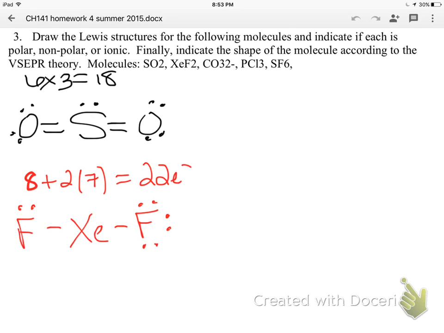So there's 8 electrons on the right hand fluorine and 8 electrons on the left hand. So it gives a total of 16 electrons. We need 22 though. So 16, 17, 18, 19, 20, 21, 22. Okay.